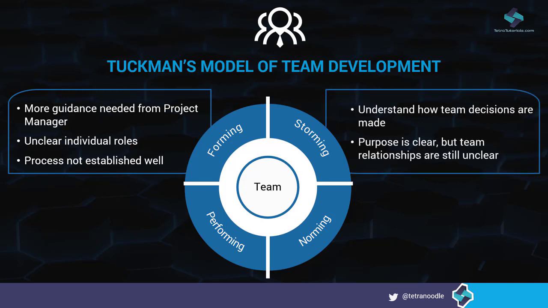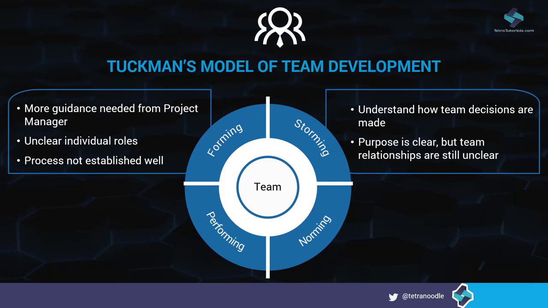Storming is the next stage. By this phase, the team members have probably had a chance to get to know each other pretty well. They're clear on their own roles and responsibilities and that of their counterparts as well. They're fully aware of the project objectives, the timelines, the budget, some risks, and so on.